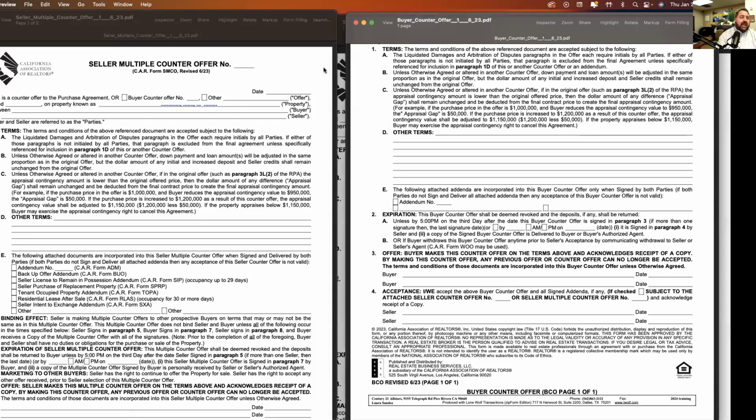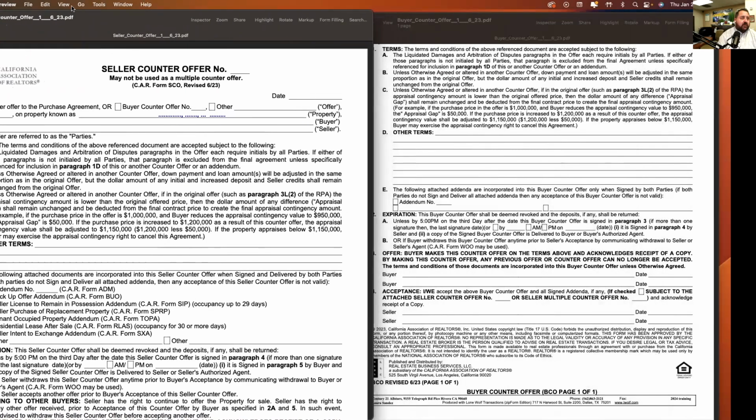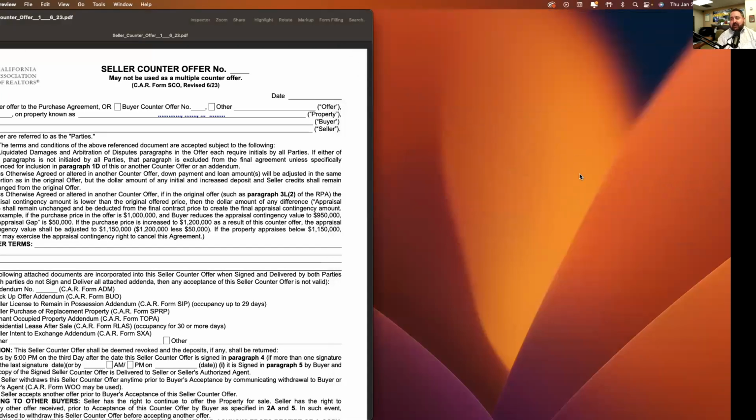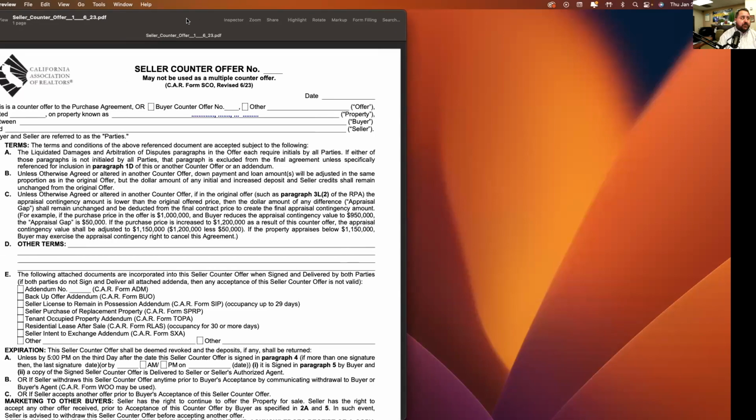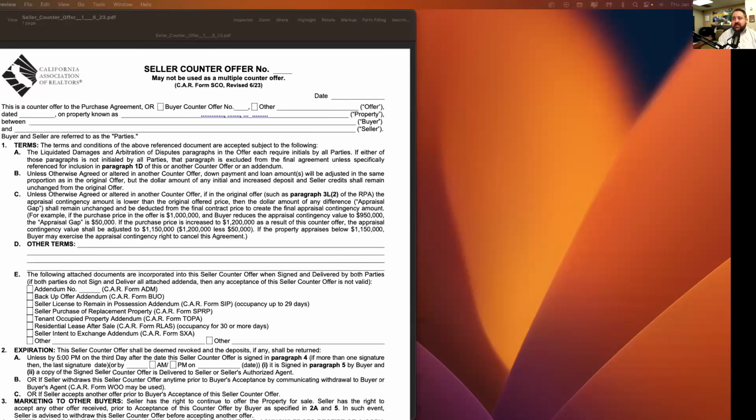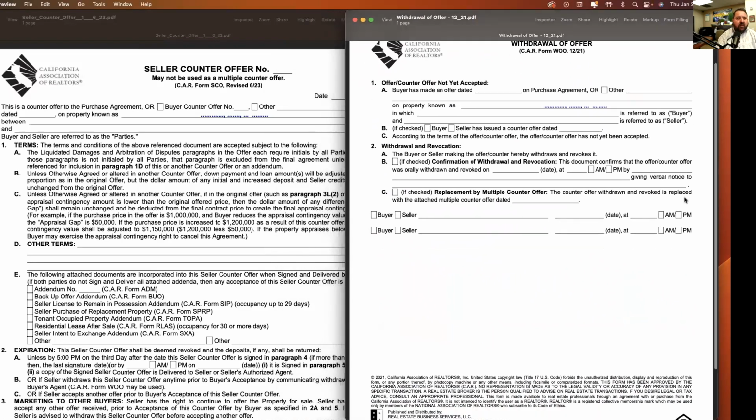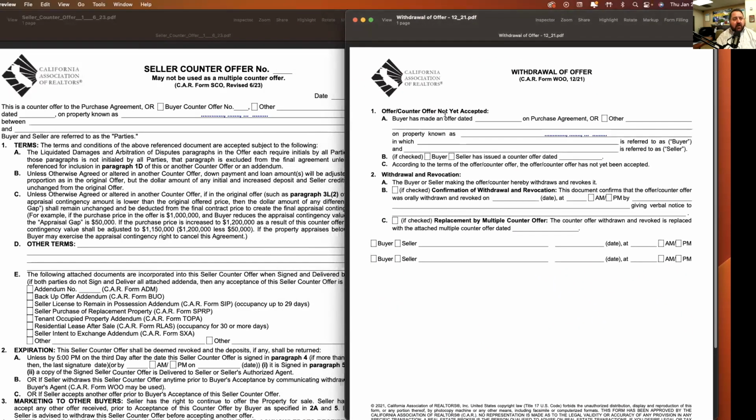Now, if I mistakenly send a seller counter offer and then I get a better offer after I've sent this out, but the buyer hasn't signed and returned this to me yet, then I would use this form, which is called a withdrawal of offer. Offer, counter offer not yet accepted. Buyer has made an offer dated blank on a purchase agreement. This is the property. Seller has issued a counter offer dated whatever the date is.